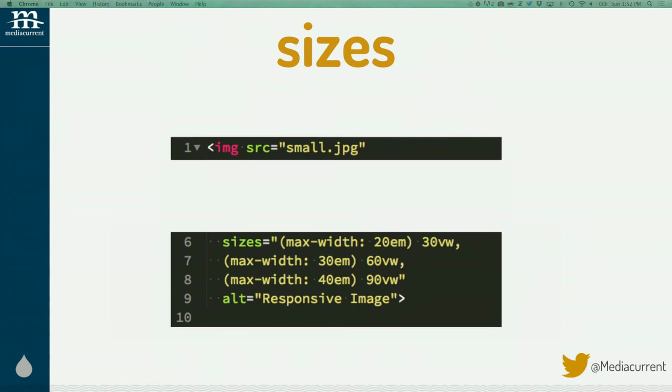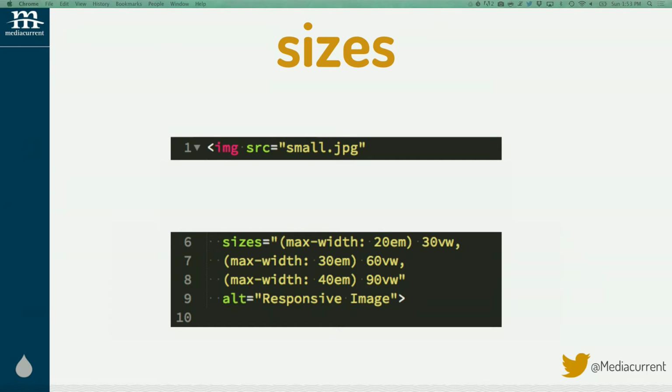Now for the sizes attribute, we're saying, based on the screen size that we're using, here's how wide this image should be rendered in relation to the viewport. If the maximum width of the image is 20 ems, the image will be about 30% of the viewport. So the vw unit is basically viewport width, and each unit is equal to 1%. So in the case of 30, we have 30%.